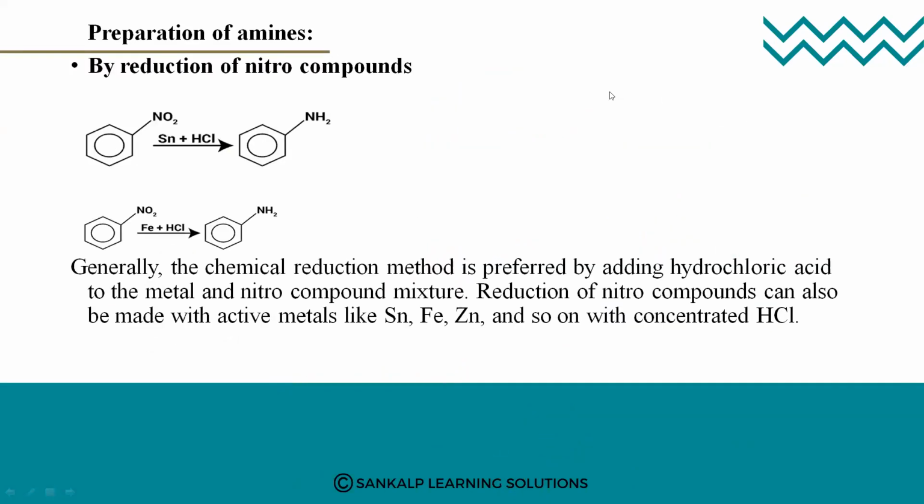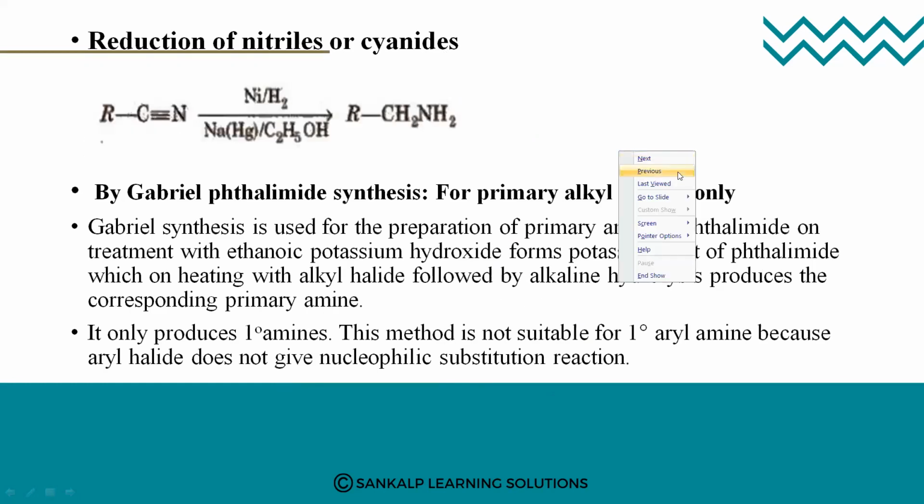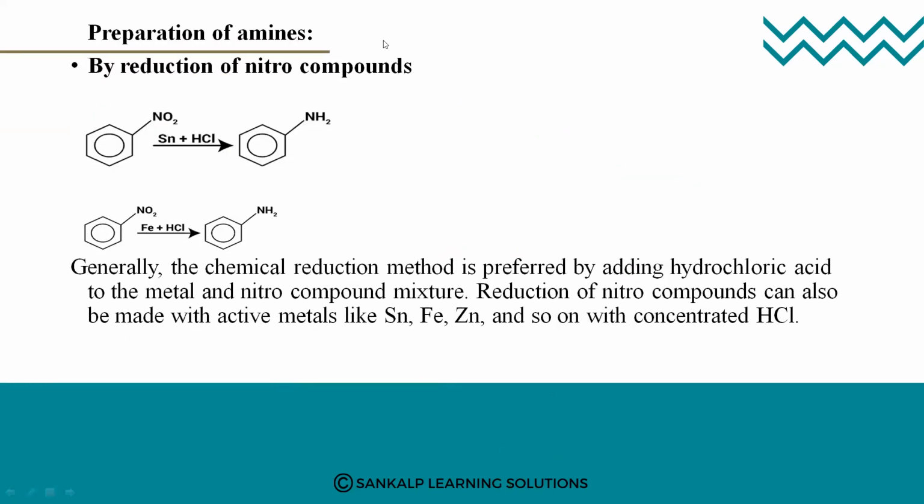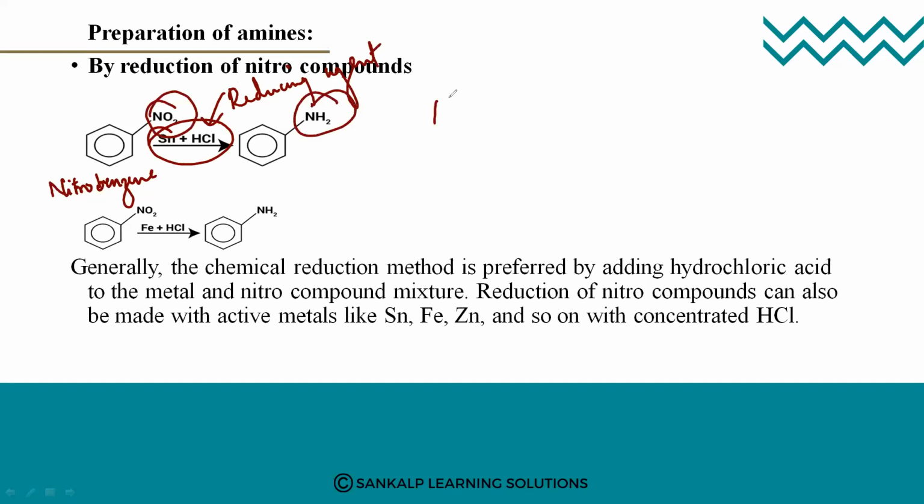Next we'll see the preparations of amines. The first one is by reduction of nitro groups. When you take nitrobenzene and react it in the presence of tin and HCl, which is a reducing agent, it converts the nitro NO2 group to an NH2 group. So nitro is reduced to the NH2 group.